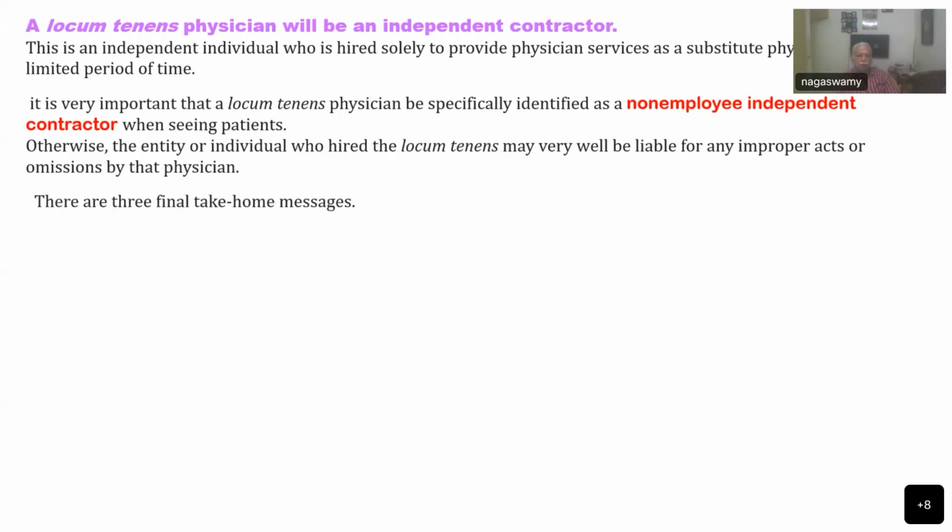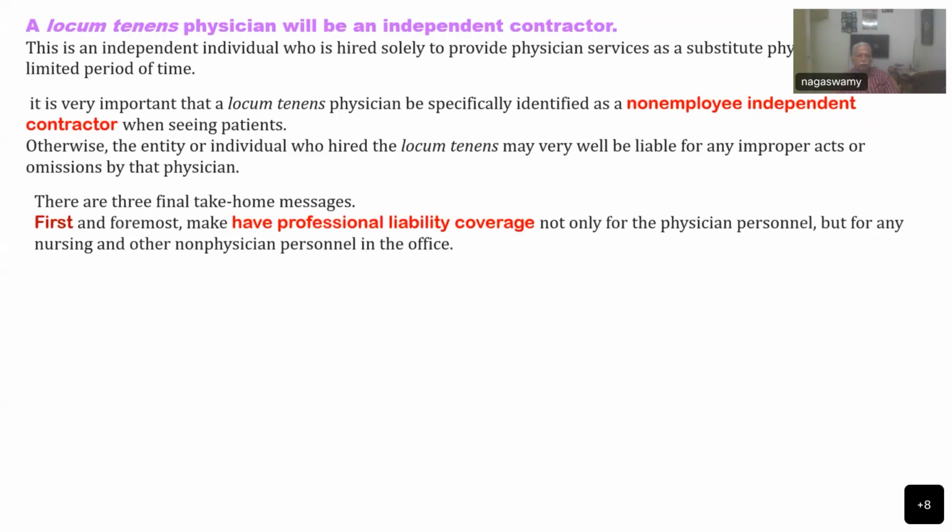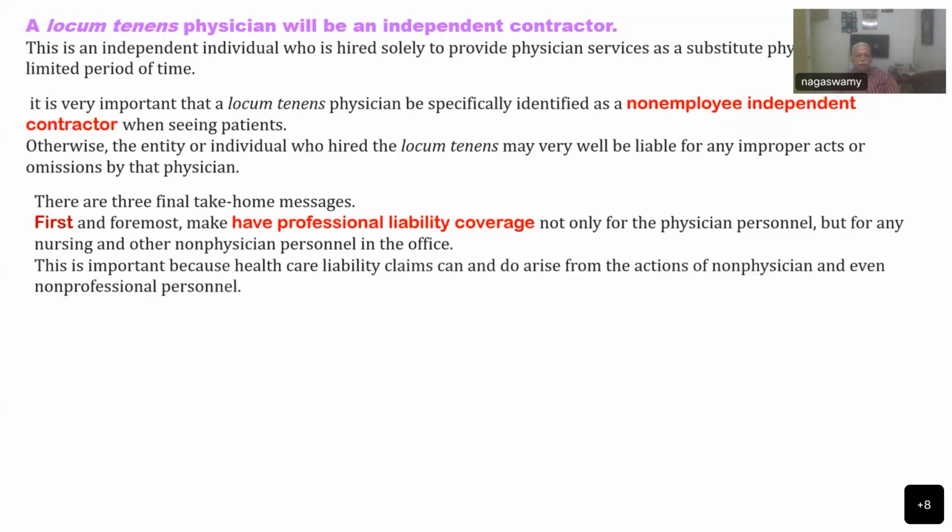And there are three final take-home messages. First and foremost, have professional liability coverage, not only for the physician personnel, but for any nursing and other non-physician personnel in the office. This is important because healthcare liability claims can and do arise from the actions of non-physician and even non-professional personnel. So even a theatre assistant or a ward boy, if he commits any negligent act, then that may also be considered as negligence and the hospital may be sued. So you must take additional coverage to cover all these faulty actions of non-physicians and non-professionals also.